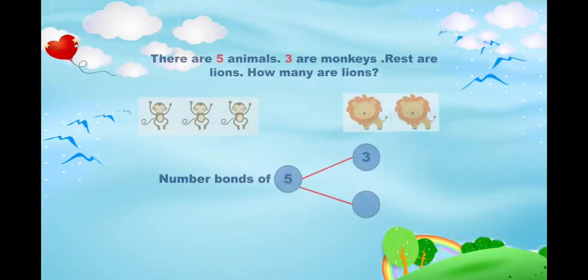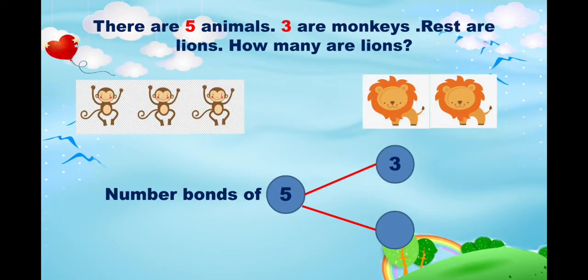Now let's start with an example. There are 5 animals. 3 are monkeys and the rest are lions. How many are lions? Can you see this? Now, how many animals are there? 5 animals. All together there were 5 animals.